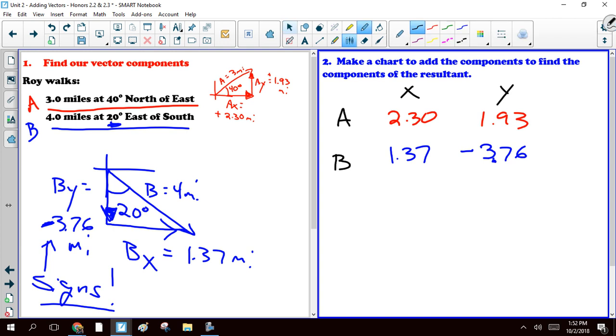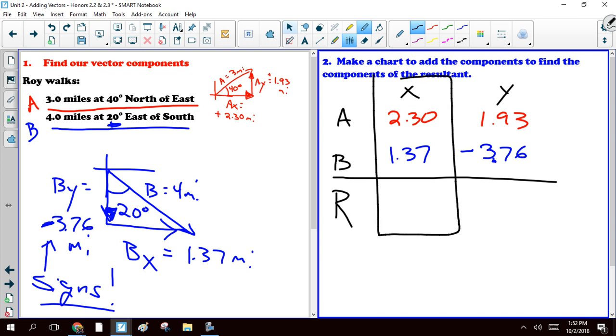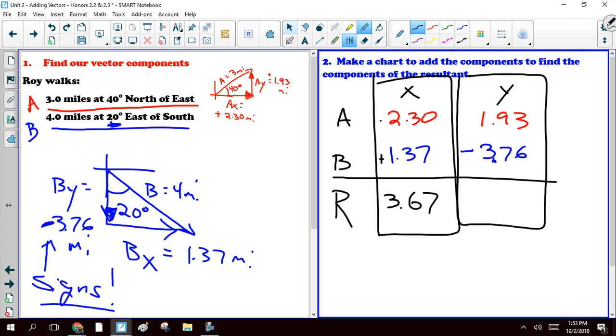Remember, we're adding, right? So to find the components of my result, you literally just add columns. So 2.3 plus 1.37 is 3.67. And over here, 1.93 plus negative 3.76 is negative 1.83. So this is my Rx. This is my Ry.